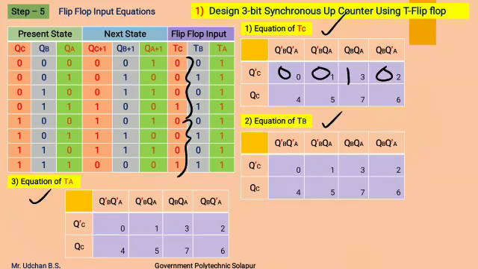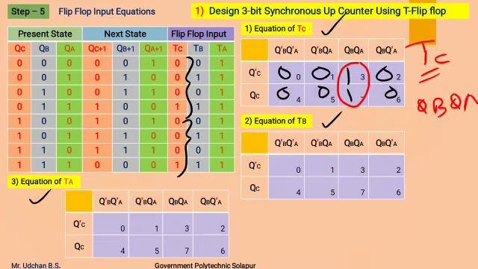After that, next 4 are 0 0 0 1, so 0 0 0 1. This we already know how to write or how to make entries into the K map. Now here we can have a pair like this. So for this we can have the equation of TC as QB QA.